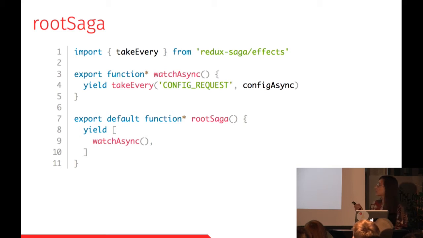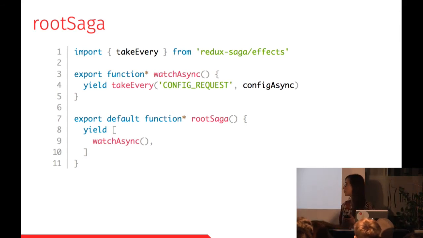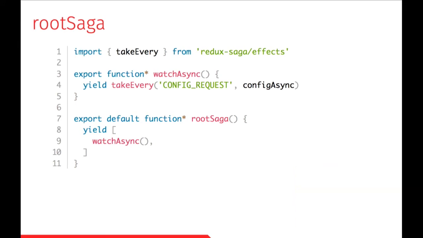What we need to do is to dispatch the pending action from the component. Then we have the watcher saga that is listening for this action. And when the action is noticed, Saga runs the asynchronous Saga for us, so the worker.